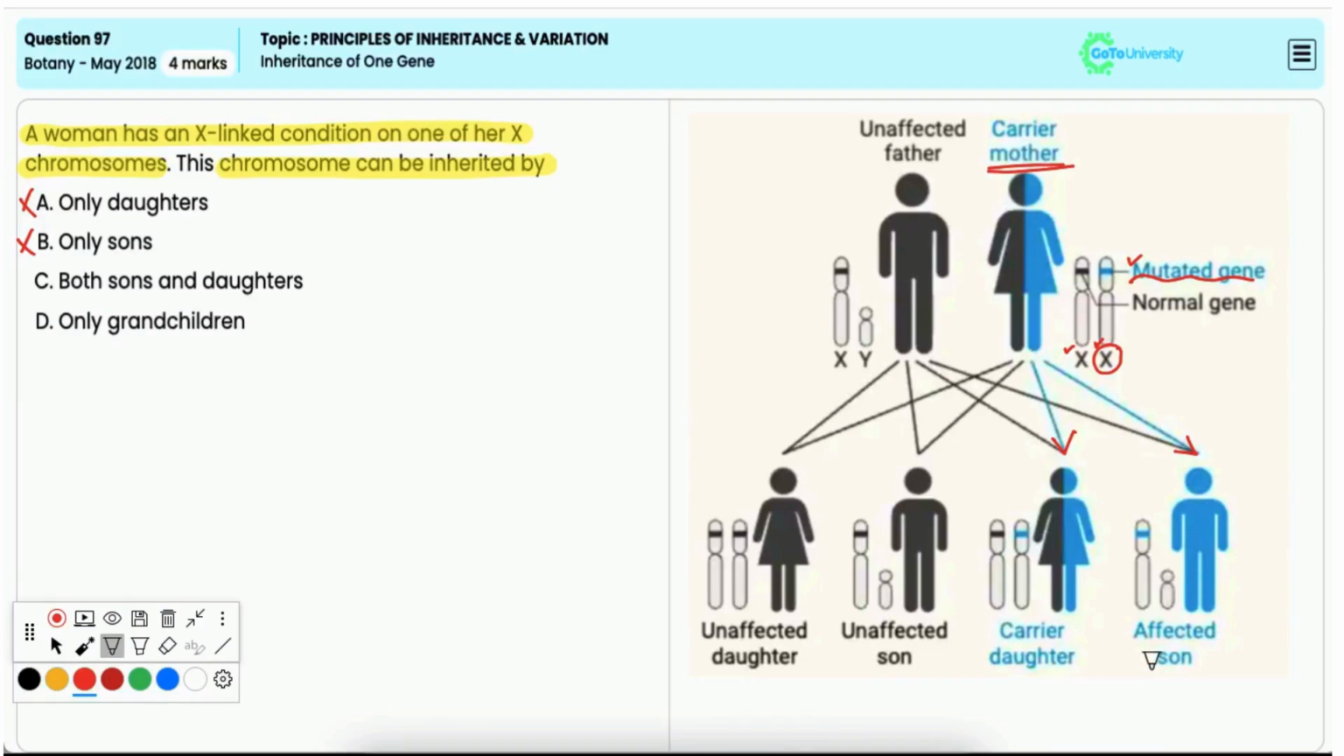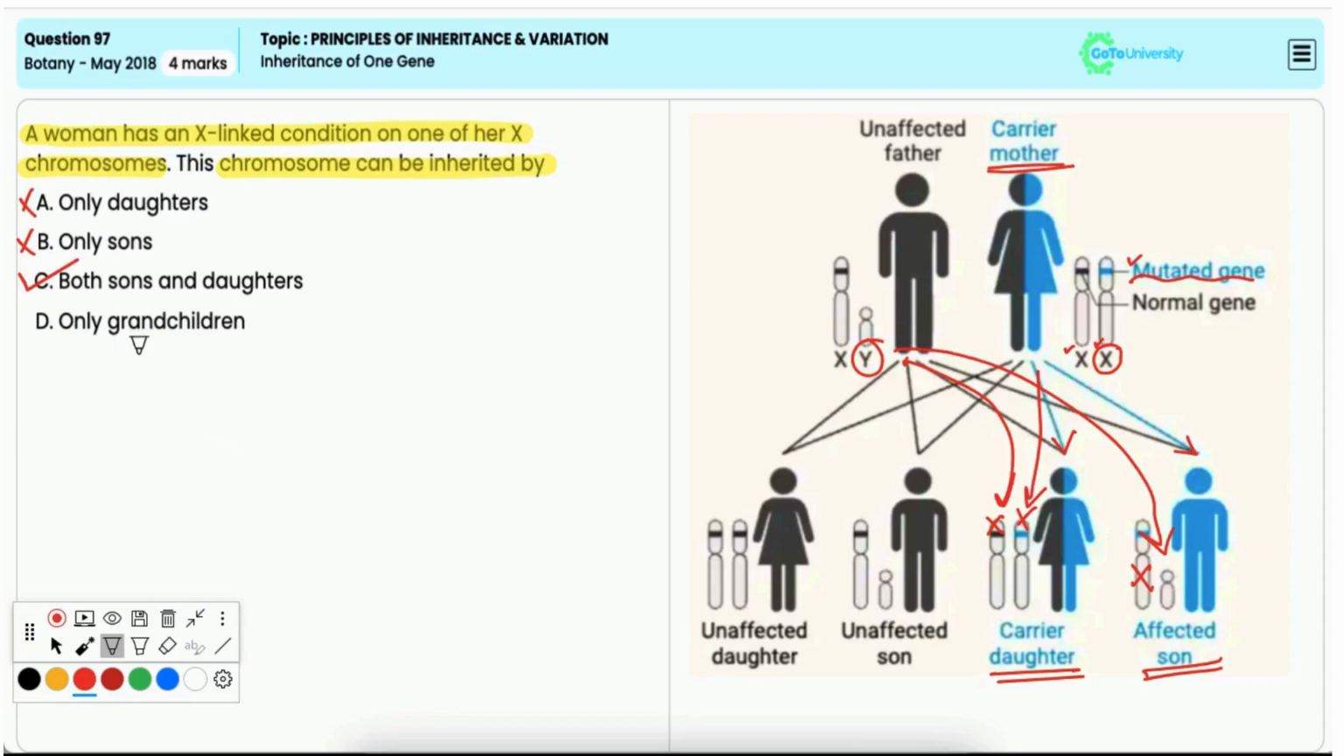Sons inherit their X chromosome from their mother and Y chromosome from their father, and daughters inherit one X chromosome from each parent. So if the mother carries an X-linked condition on one of her chromosomes, she can pass that chromosome to both her sons and daughters. Thus, it is the correct option.